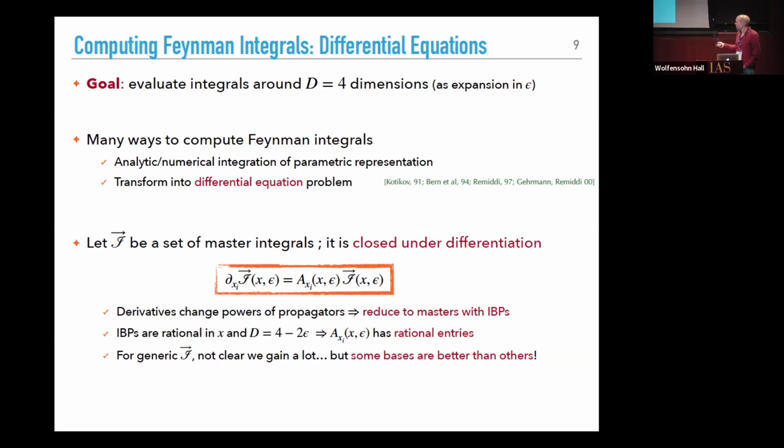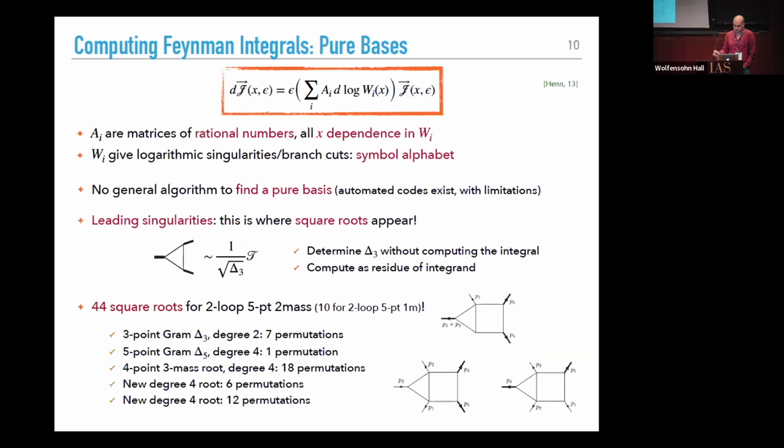Despite that, for a generic basis, it's not clear you've gained a lot by doing this, because you've just transformed an integration problem into solving a differential equation. And if you don't know how to solve this differential equation, they can be very complicated. I mean, these things, again, have 100 entries. So this is a 100 by 100 matrix. It can be very complicated to solve, right? And this is where you can use the fact that some bases are better.